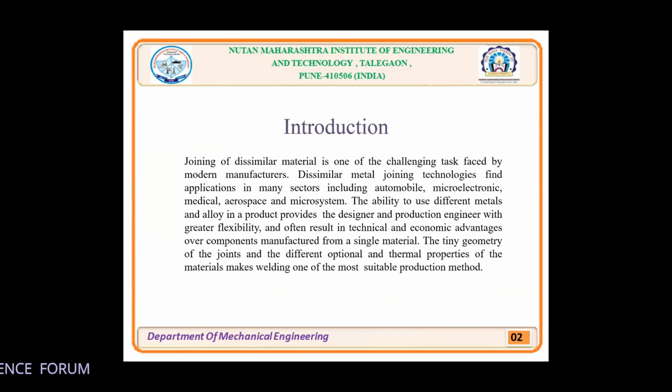So, introduction. One of the most difficult challenges confronting modern manufacturing is the joining of dissimilar materials. These dissimilar metal joining technologies are used in a variety of industries, including automobile, microelectronics, medical devices, aircraft, and microsystems. The ability to employ multiple metals and alloys in a product gives the designer and production engineer more options, and it typically leads to technical and cost advantages over components made of a single material.